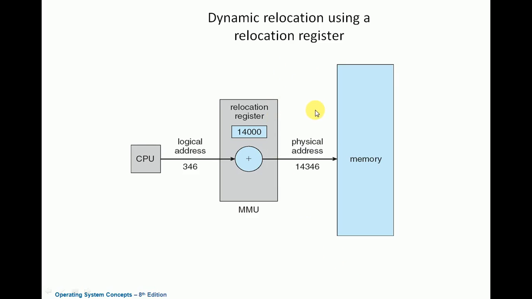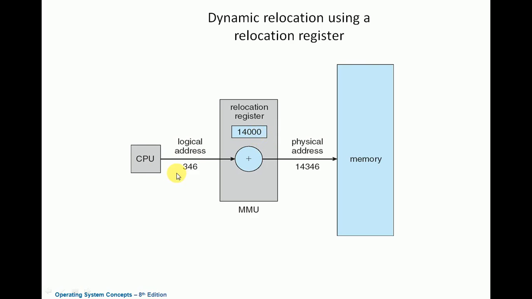Now let us look at the same thing in the diagram here. The CPU generates a logical address. For example, the logical address is 346. There is a memory management unit, which is basically hardware. It has a register called a relocation register. The relocation register is nothing but a base register. The base register is holding a value 14,000. This is the address in the main memory where the program instructions are actually stored.